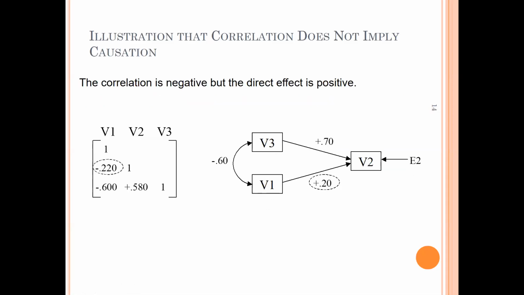Now, this is an example where the correlation is negative, but the direct effect is positive. So it's also another suppression example. Here, what happens is that the direct effect is 0.2. However, the spurious relationship is the product of minus 0.6 and 0.7, which is minus 0.42. Therefore, the correlation is minus 0.42 plus 0.2, which is minus 0.22, which is the correlation observed here.